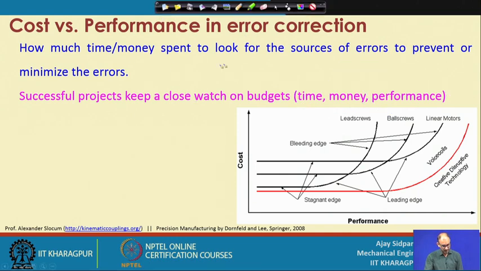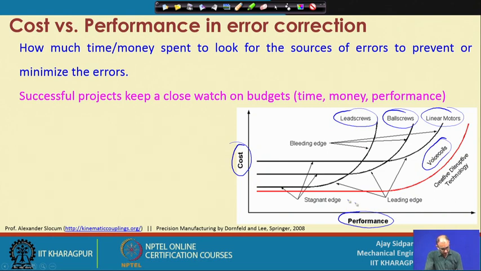Right. So, this is one of the examples. Here you see one example given in terms of four components: the lead screw, the ball screw, the linear motor, and the voice coil motor, and the graph is of performance versus cost. Now, whenever you are utilizing one particular technology, consider the lead screw is very old in comparison with the other three technologies. So, let us start with the lead screw. Now, if you see, the lead screw has one particular stagnant edge. This is called the stagnant edge. What is this stagnant edge?